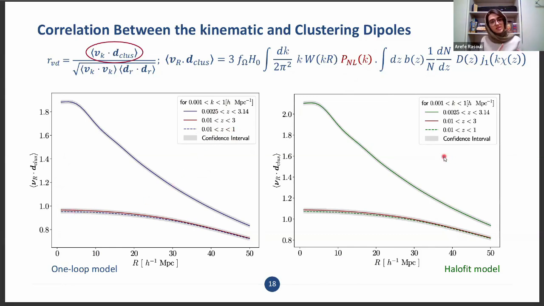The only difference between the halo-fit and one loop models is that the power spectrum of the one loop model is slightly higher, which is why the correlation amplitude is higher for this one.